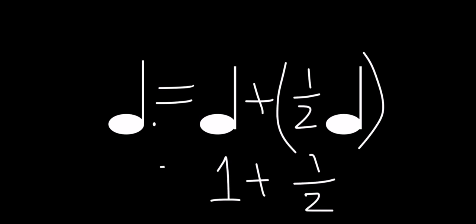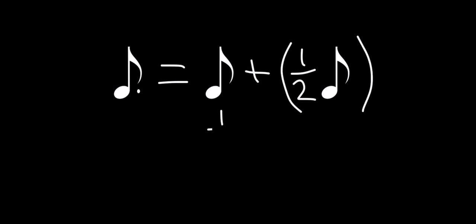A dotted quarter note is a quarter note plus half of a quarter note, which equals 1 beat plus half a beat, and is equal to 1.5 beats. That means a dotted quarter note gets 1.5 beats.